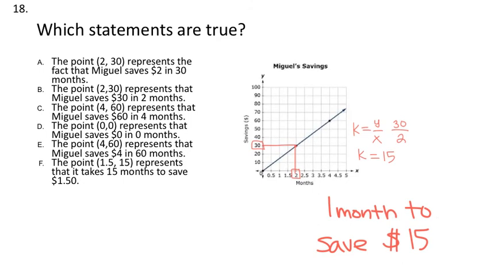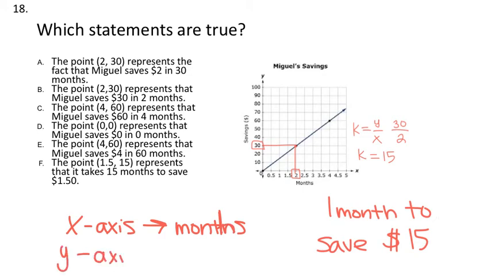So let's begin with A. The point 2, 30 represents the fact that Miguel saves $2 in 30 months. Another thing I like to do, guys, is to make notes. My x-axis represents months, and my y-axis represents money. This is also an easier way to do this.